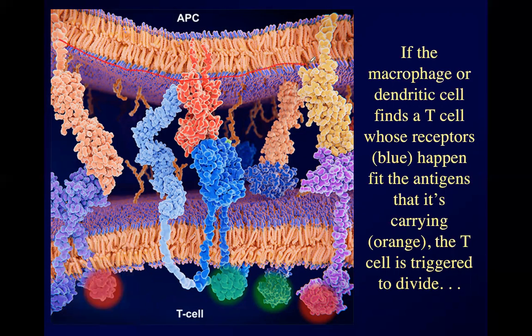So this right here is the membrane of the macrophage or the dendritic cell. It's labeled APC, that just stands for antigen presenting cell. And right here is this antigen, this little fragment of a bacterial cell, maybe a bacterial protein that the APC is carrying around. And it's just stuck it onto a matching receptor right here, this blue thing on the T cell.